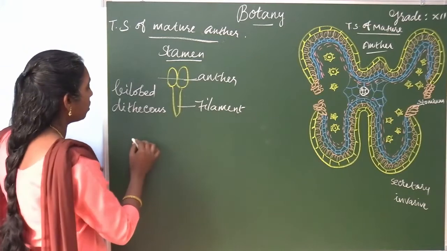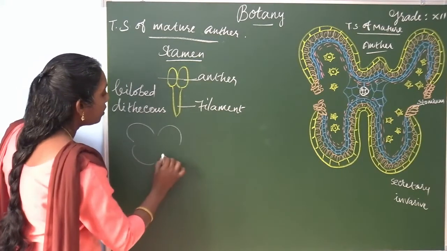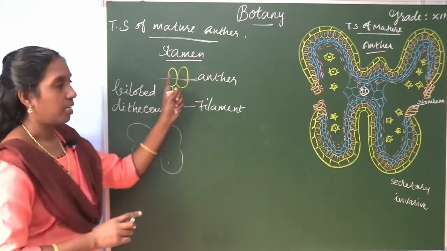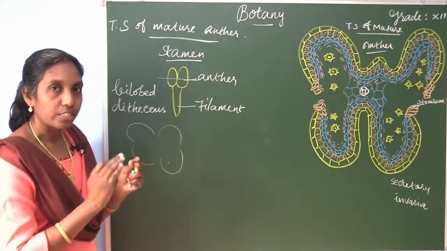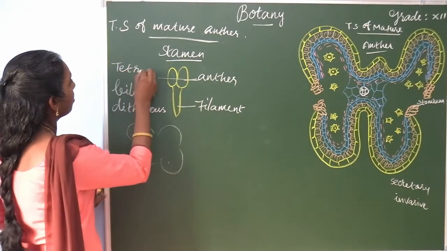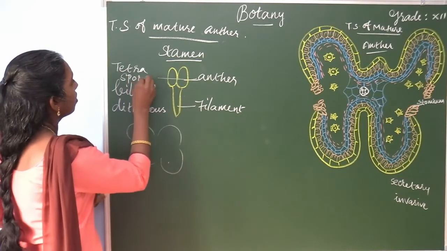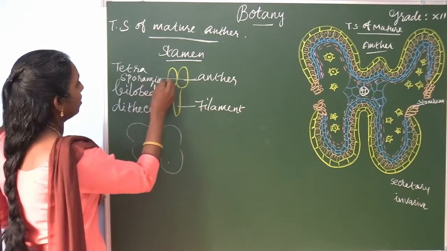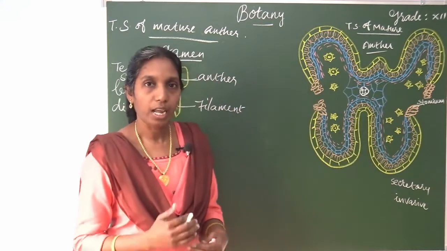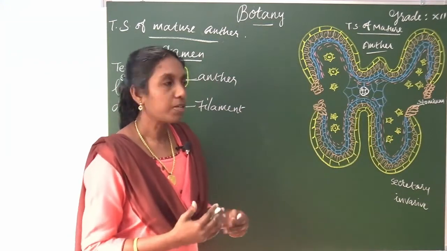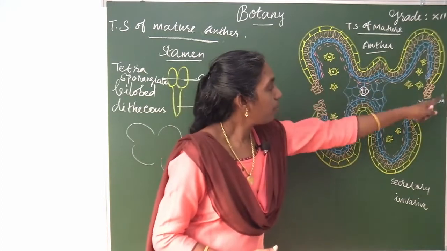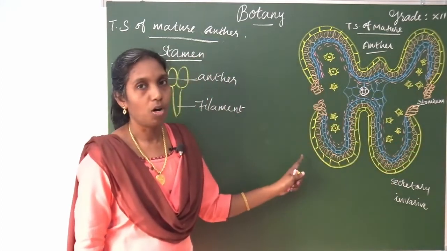When you take a section of this, it shows a tetrasporangiate structure. A typical anther structure is tetrasporangiate. So this is the diagram, the TS of mature anther, which reveals the presence of anther cavity. These are the anther cavities, which are surrounded by the anther wall.